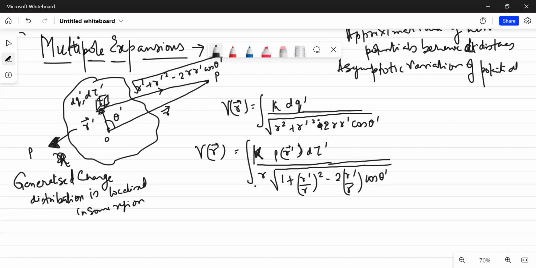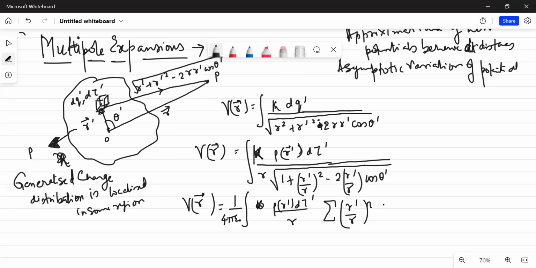And what I will write, I can simply write that my V of r is nothing but equals to integration k rho, अब इस k को बाहर ही कर देते हैं, 1/4 pi epsilon naught लिख दो बाहर, and this will be rho r dash, and there would be d tau dash, and there would be 1 over r also written here. So I have written 1 over r, and what this would be equivalent to writing summation r dash upon r whole power n, and then I will write Pn cos theta dash. यहाँ तक किसी को दिक्कत?